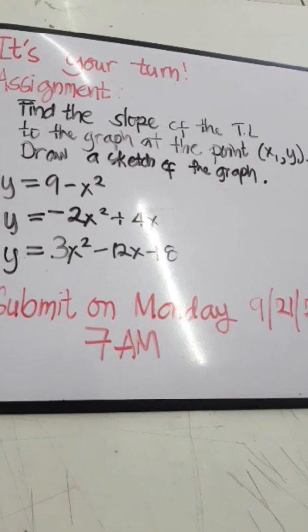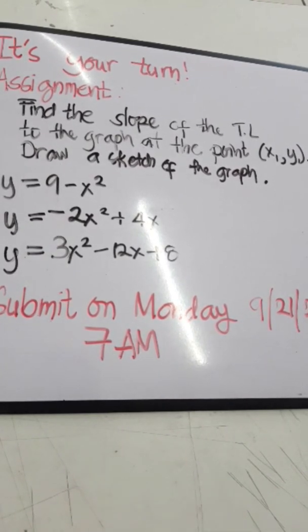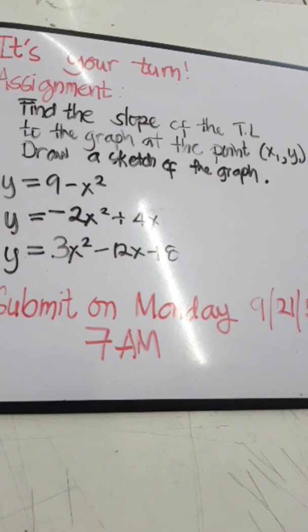So now it's your turn to try solving this. Find the slope of the tangent line to the graph at the point x sub 1, y sub 1. Draw a sketch of the graph. For number 1, y is equal to 9 minus x squared. For number 2, y is equal to negative 2x squared plus 4x. And for number 3, y is equal to 3x squared minus 12x plus 8.